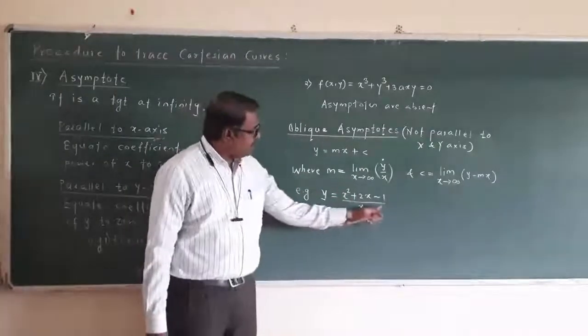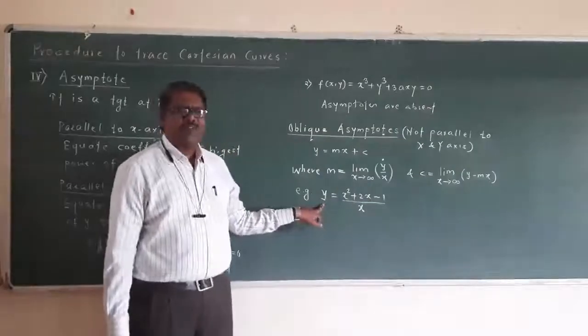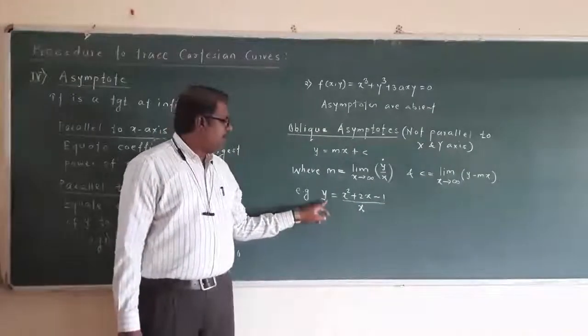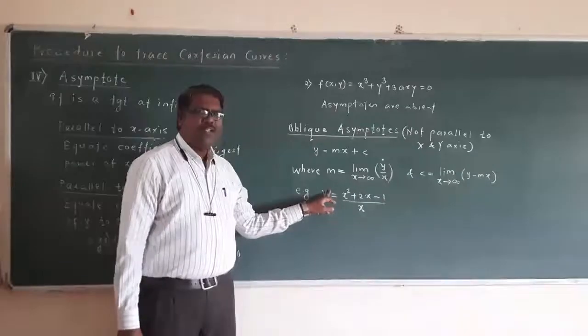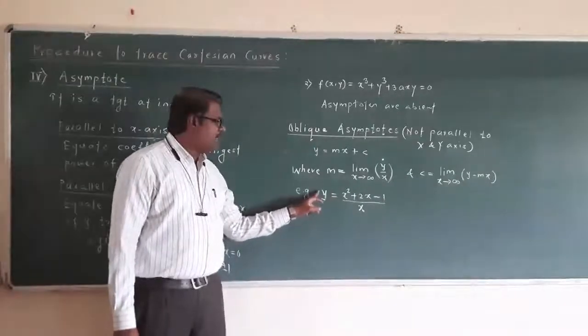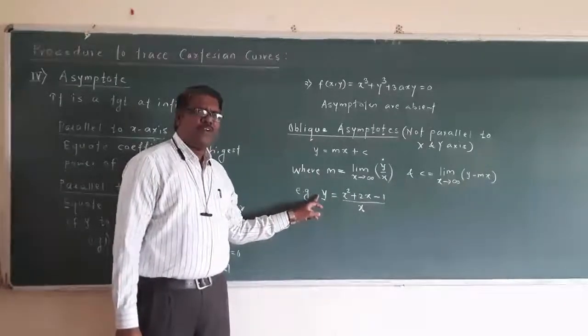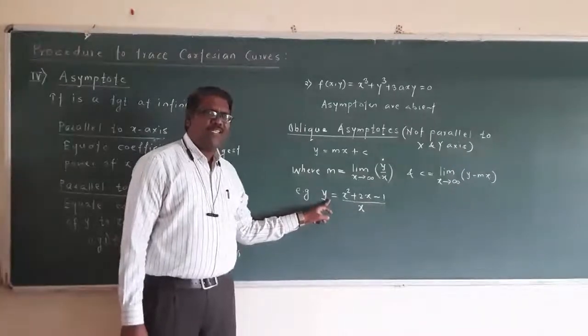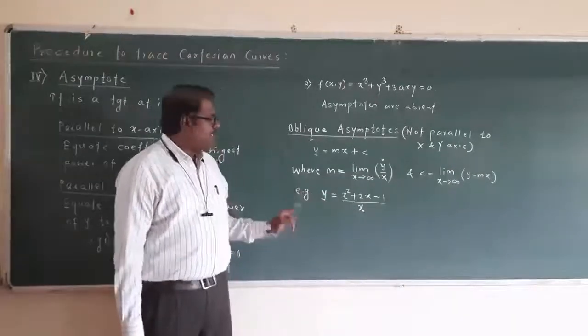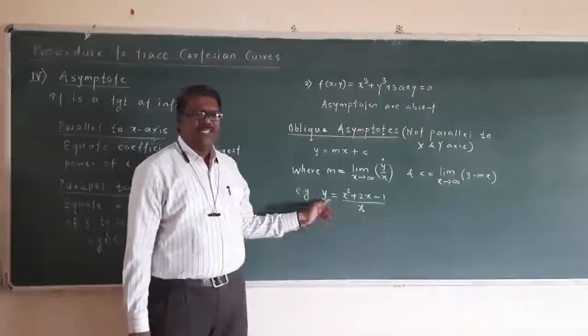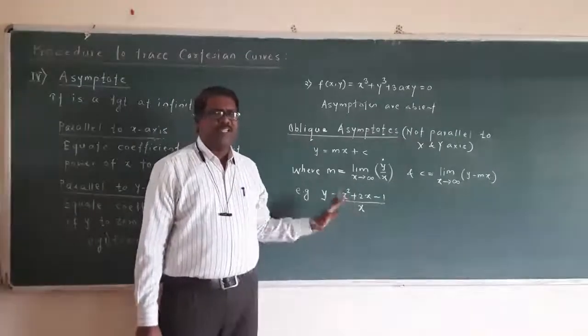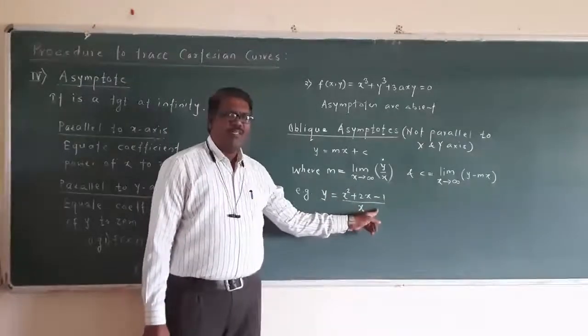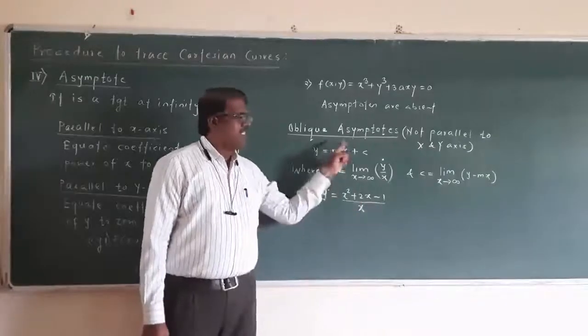Similarly, the highest power of y, so y is present only in one term. So what is highest power of y? It is 1. What is its coefficient? It is 1. So if coefficient of highest power of y is constant and therefore asymptote parallel to y-axis is also absent. It means for this curve there may have oblique asymptotes.